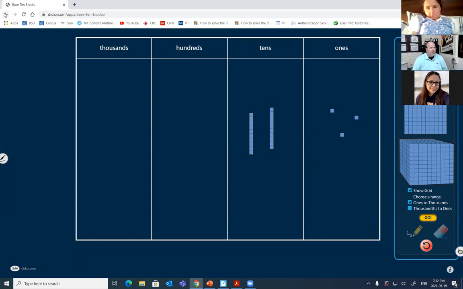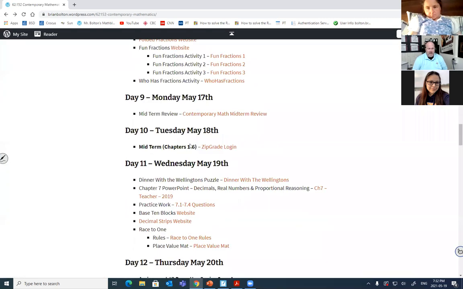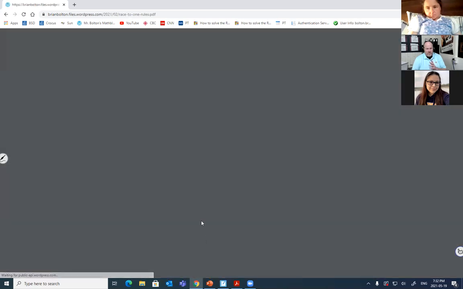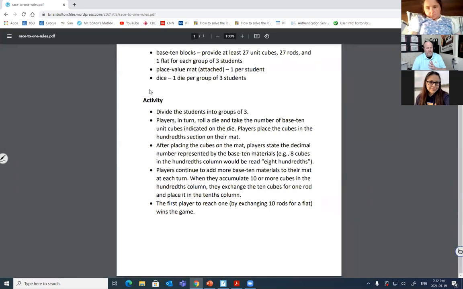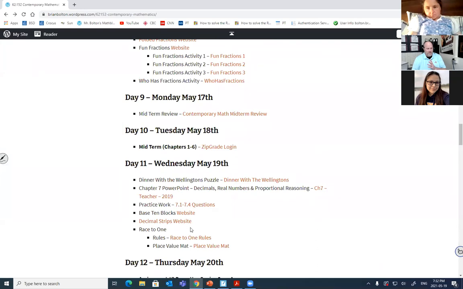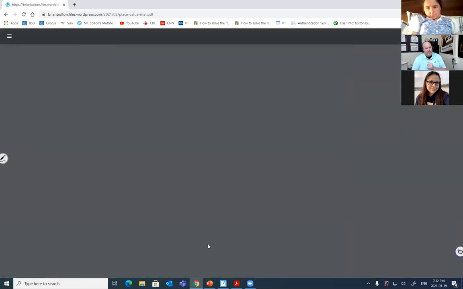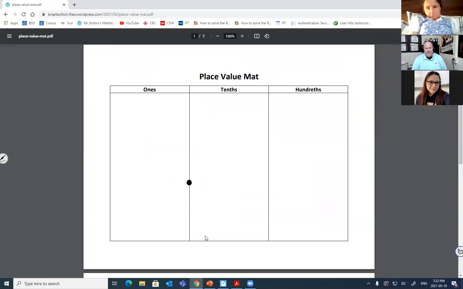Okay. So when you get a chance, please, by all means, it'll stay on here forever. The race to 1 rules, you can print it off. They're right there. Yeah. And if you want the place value mat, you can print that off there. They're just PDFs. Use that in your classroom. They're fun. It's a really fun game. You got to trust me on that.